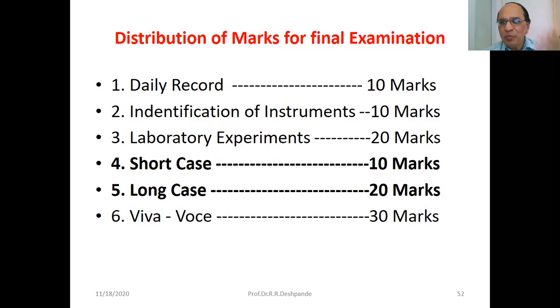And this is the distribution of practical marks. Daily record journals, 10 marks, instruments, 10 marks, laboratory experiments, 20 marks, short case, 10 marks, long case, 20 marks, and viva 30 marks.